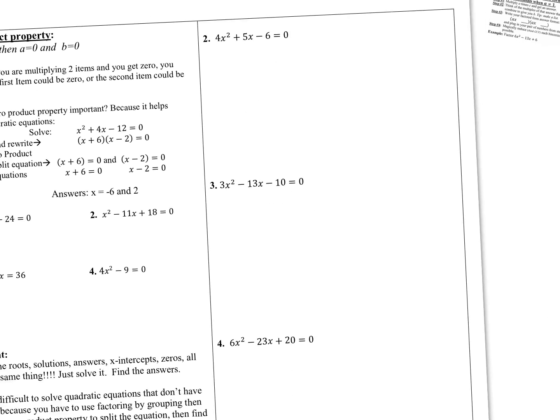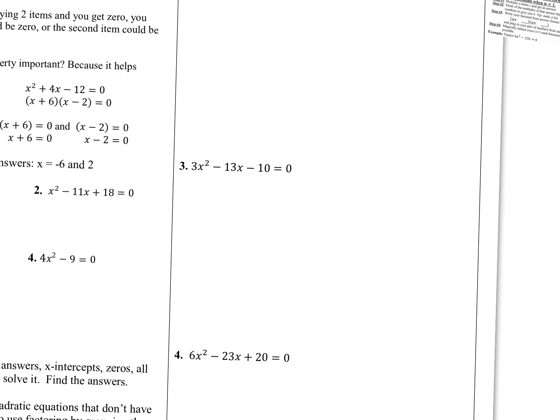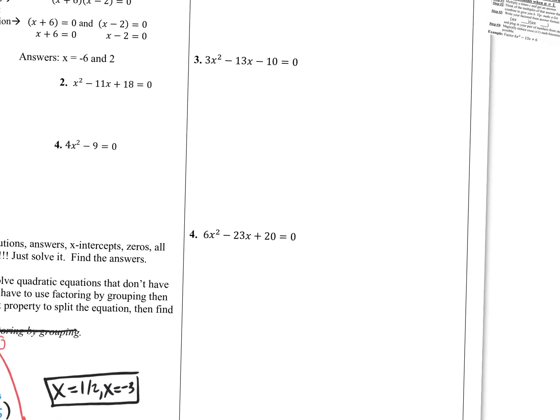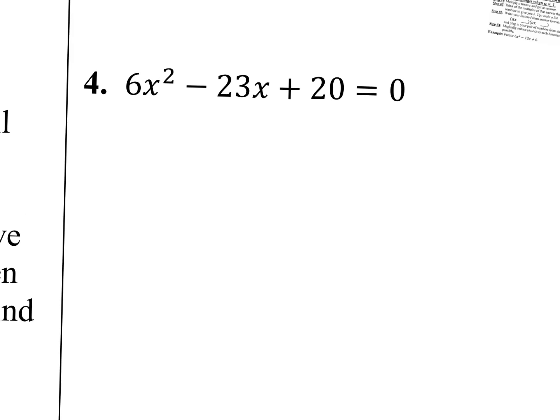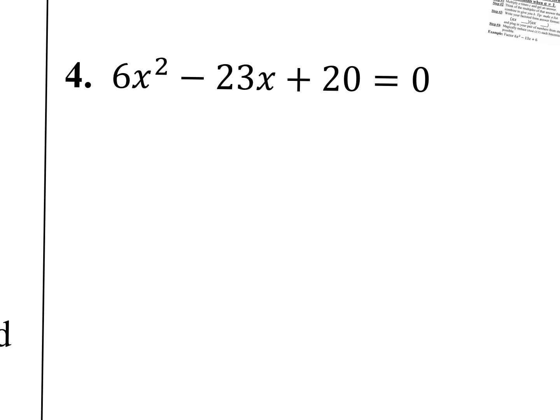Let's go back. Which one would you like to see? 2, 3, or 4? 4. Okay, 4. Always try to pull out a GCF first, which we can't, right? It's an even number, odd number, even. We can't pull out a 2, can't pull out a 3, can't pull out a 6. We're stuck. So we actually need to go through the multi-step process.